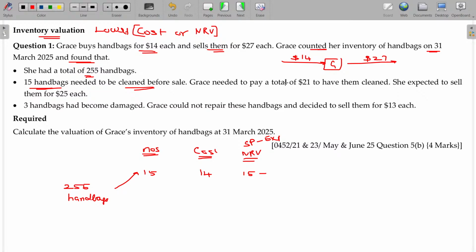But she could not sell directly. She has to spend $21 to clean. And then the sale price is 25. The sale price of these handbags being $25. Now, what about the cleaning cost? 21 in total. Total means for 15 bags. Then divide this by 15. What is the cleaning cost per bag? 1.4. Okay.